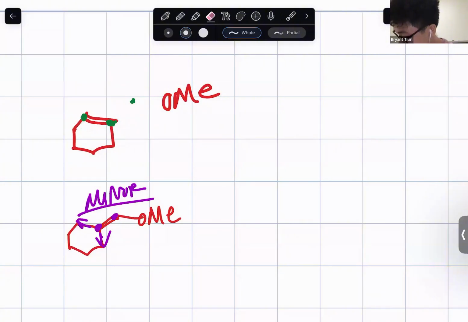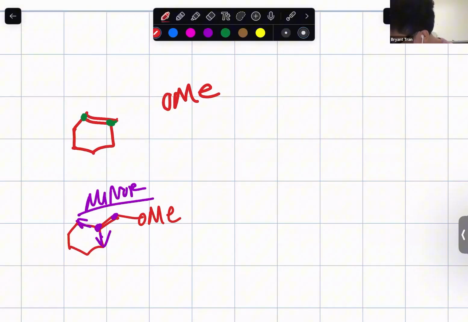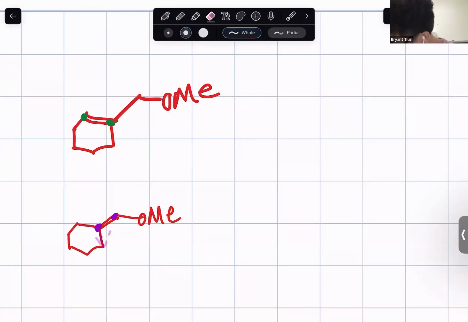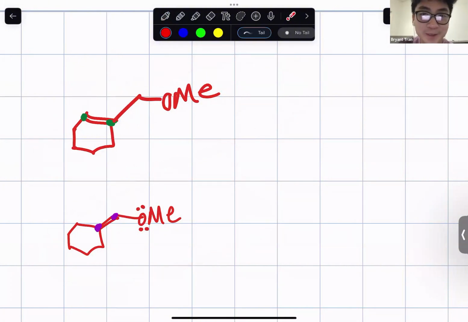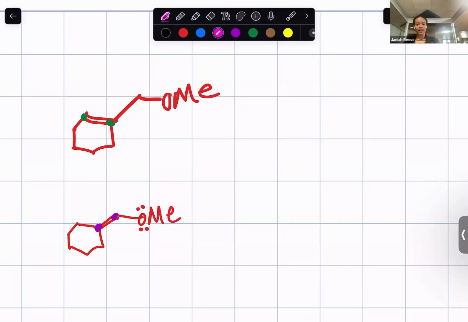This is something you could ask him in office hours, because I'm curious why he put that as major and this as minor. So we see this alkene right here, and this oxygen has 2 pairs of electrons. Can you see which one of these structures can do resonance based on looking at it? I think it is the purple one that can do resonance.